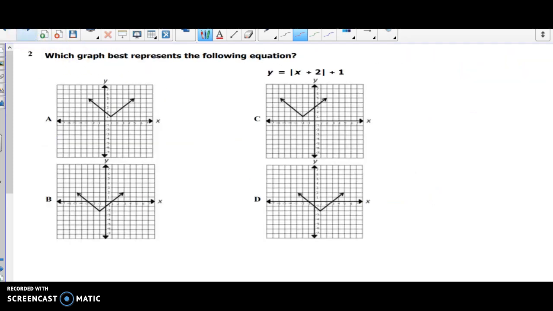Which graph best represents the following equation? Well, this tells us we're going to go in the opposite direction. So my vertex, it's going to open up. So it's going to be at -2, +1. Find which one of those has a vertex at -2, +1, and that's this graph. Or you could plug this in Desmos and see which one matches.